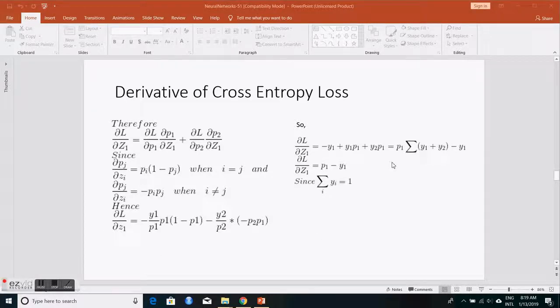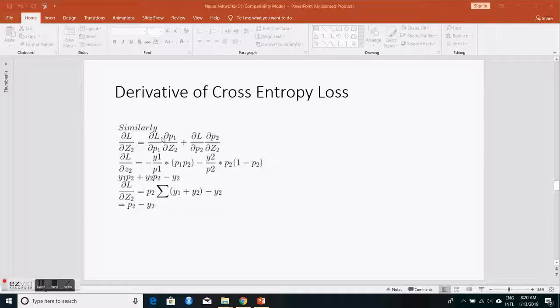So now if I multiply and reduce this, I'll get minus y1 plus y1 P1 plus y2 P1. And if I take P1 out from here, I get P1 into y1 plus y2, and then this minus y1 term. Now since y1 plus y2 is the sum of all the values of the labels for any one particular output, it will always be equal to 1. So this becomes P1 minus y1.